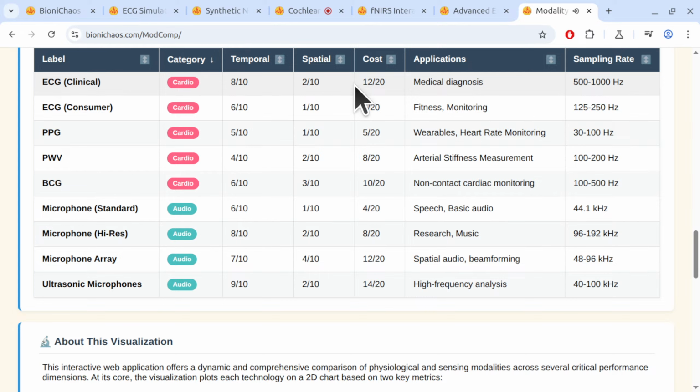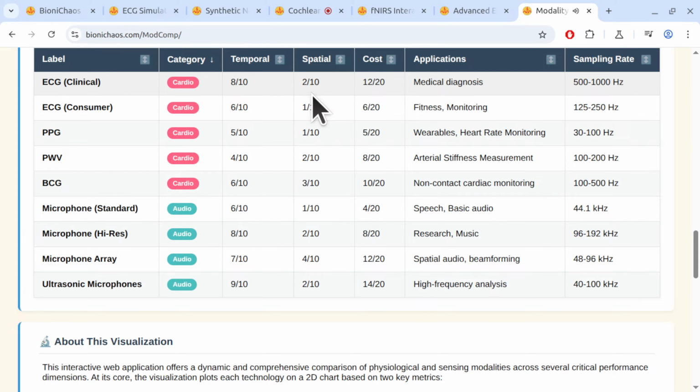Precisely. The clinical version needs that higher fidelity, that extra resolution in both time and signal detail to catch those critical nuances. It's designed for diagnostic precision. It really paints a picture of this huge spectrum of tools, from the super simple and cheap to the incredibly complex and expensive. And each one exists for a reason. Each one solves a particular problem, hitting a specific sweet spot on that temporal spatial cost chart.